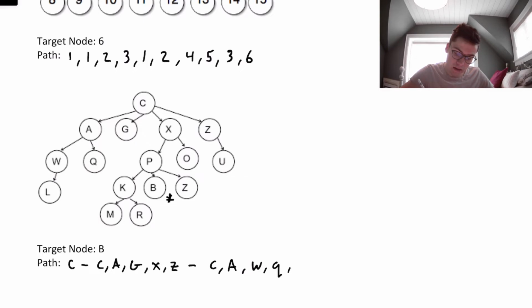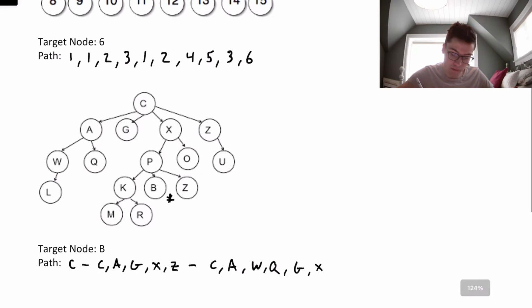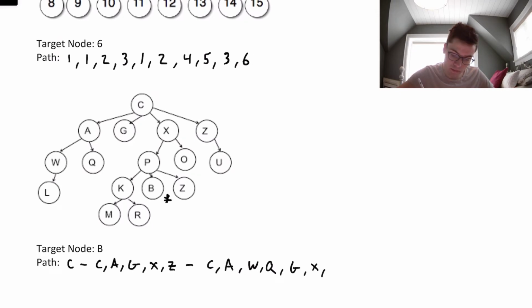Let me make that a capital Q so you don't get confused. Q, then back up to G. Since there's nothing below G, nothing branching off, we're going to continue on. So then we get X, and then below X we have P and O. So we're going to go down P, then O, then back up, and we're going to have Z, and then below Z is U. So that's the next iteration.